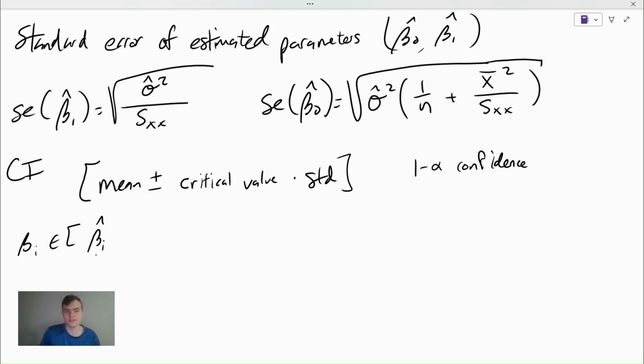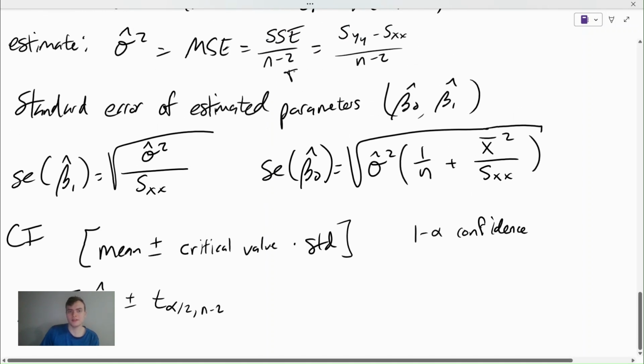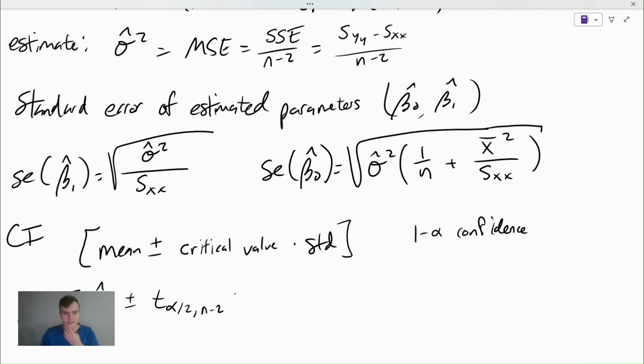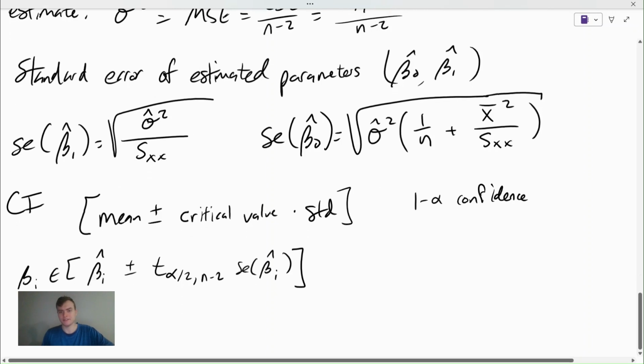So the center of our interval is beta hat I, and then it's plus or minus our critical value, which we're using the t test. The t distribution. And so it's two-sided. So we have alpha over 2 and n minus 2 up here as our degrees of freedom. And then our standard deviation is the SE of beta hat I. So you can replace the I with 0 and 1. Substitute in these equations up here, and we have a confidence interval fairly quickly.